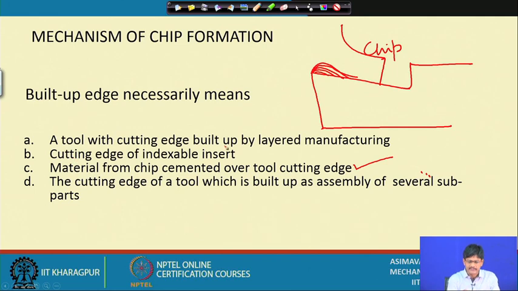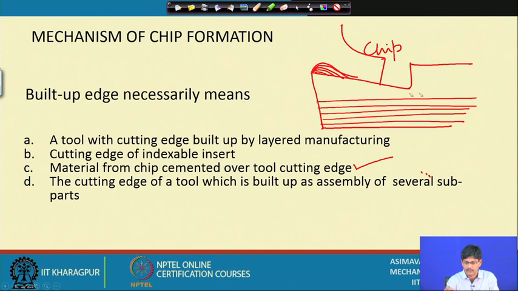A tool with cutting edge, let us just check whether any of these fit by chance. A tool with cutting edge built up by layered manufacturing. It means that if you build the tool by layered manufacturing, in that case the cutting edge is called the built up edge. No, this is not correct.